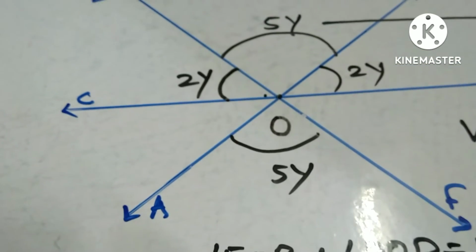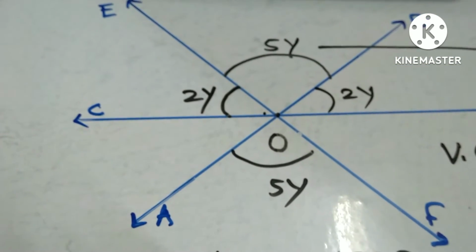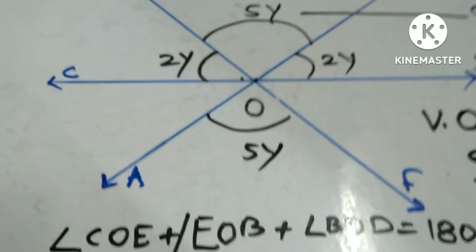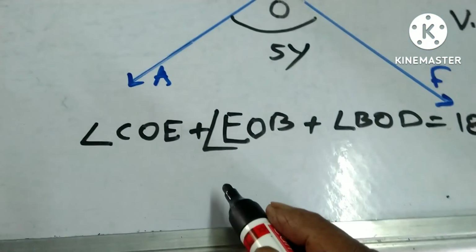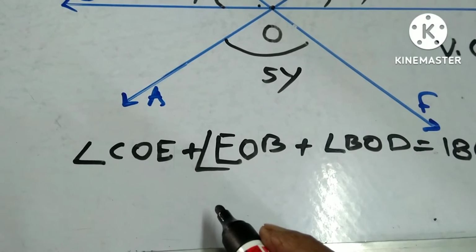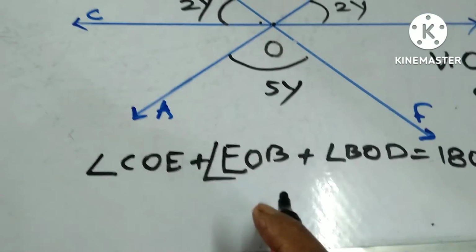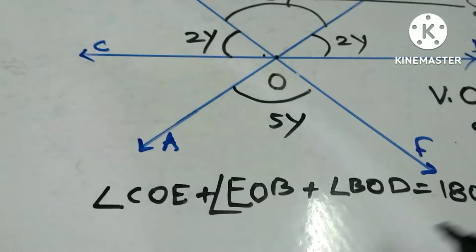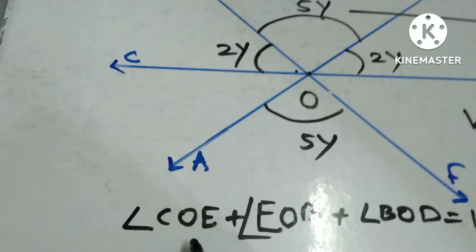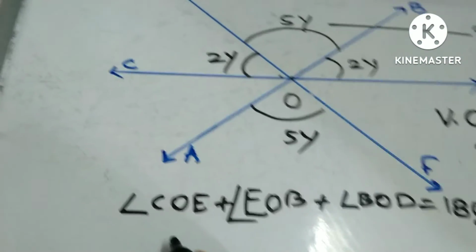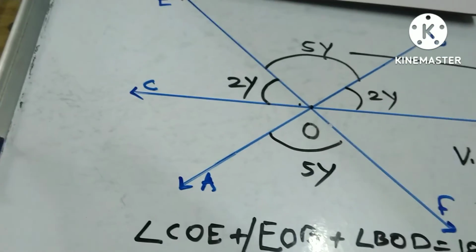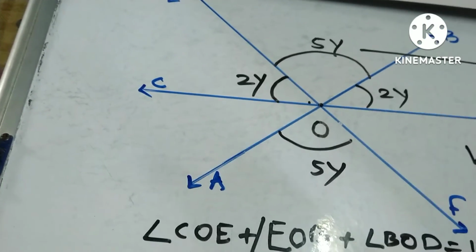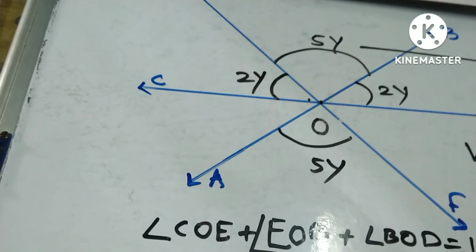And the reason is, the sum of the angles subtended on a point on the same side of a line is 180 degrees. So, COE is how much? COE is 2y. EOB is 5y. And BOD is 2y. It is equal to 180.